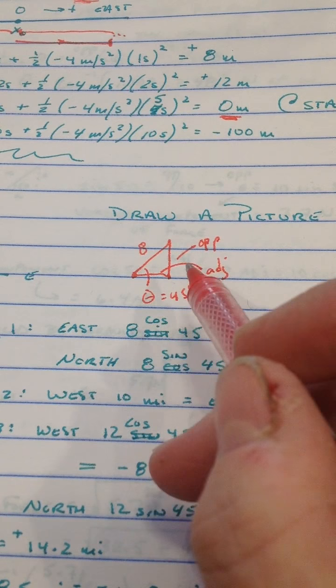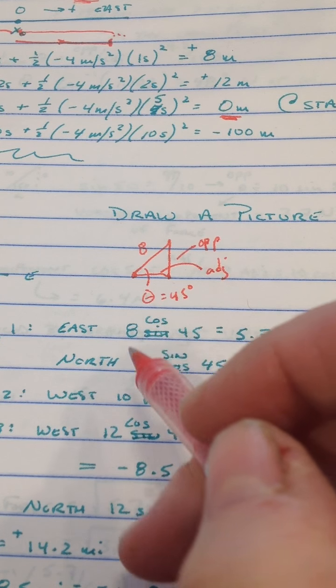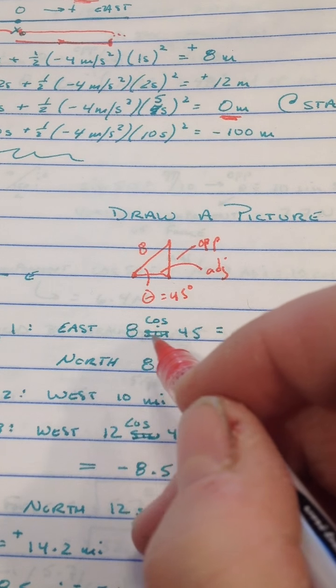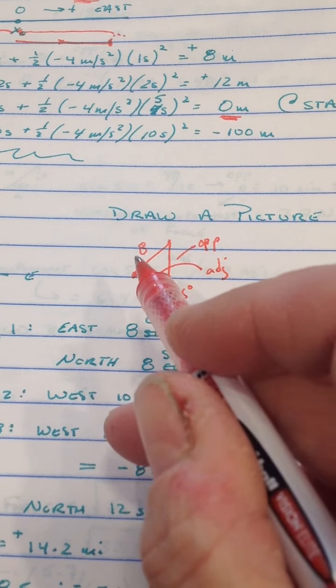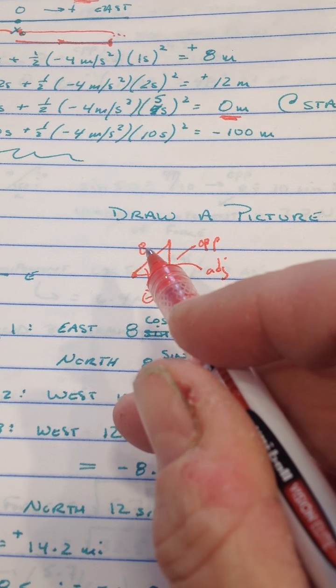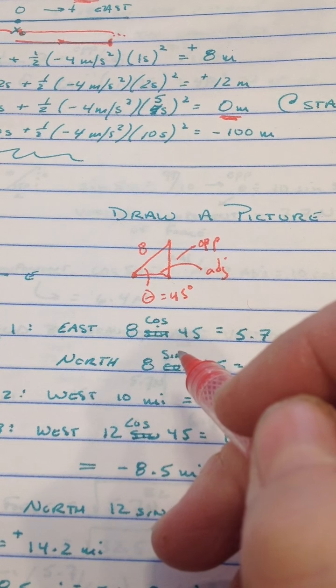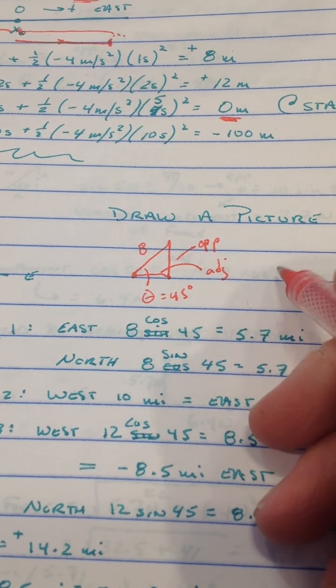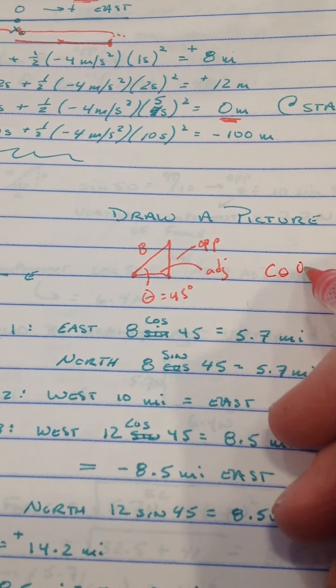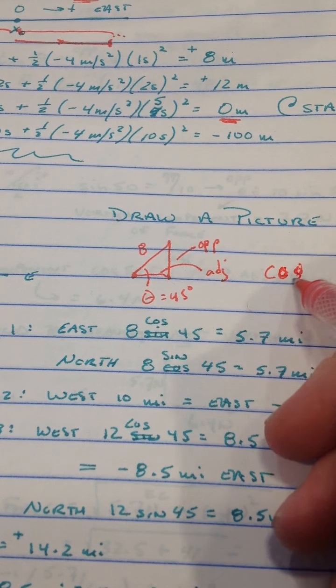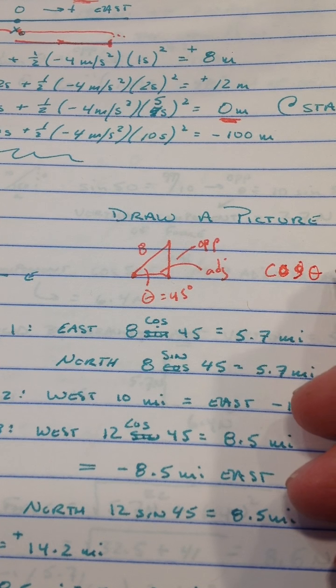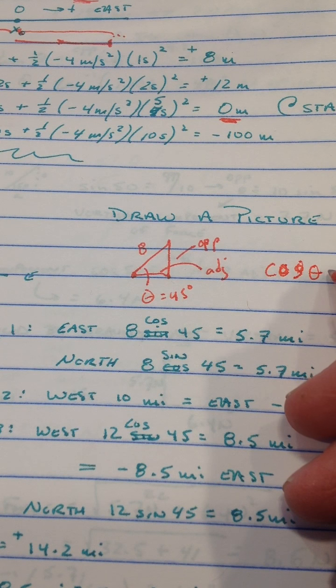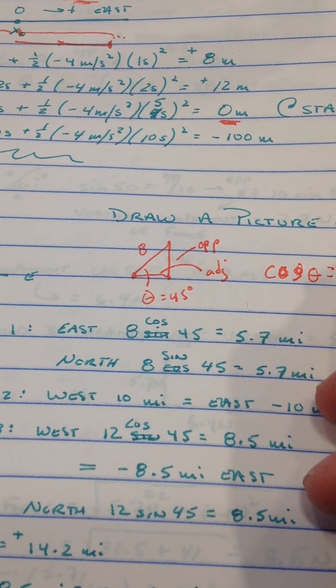So the eastward component here, notice that when I first wrote this up, I got them backwards, is the hypotenuse times cosine of 45. This is because cos theta, this is what I get for trying to write while looking at a camera, so cos theta is equal to adjacent over hypotenuse.